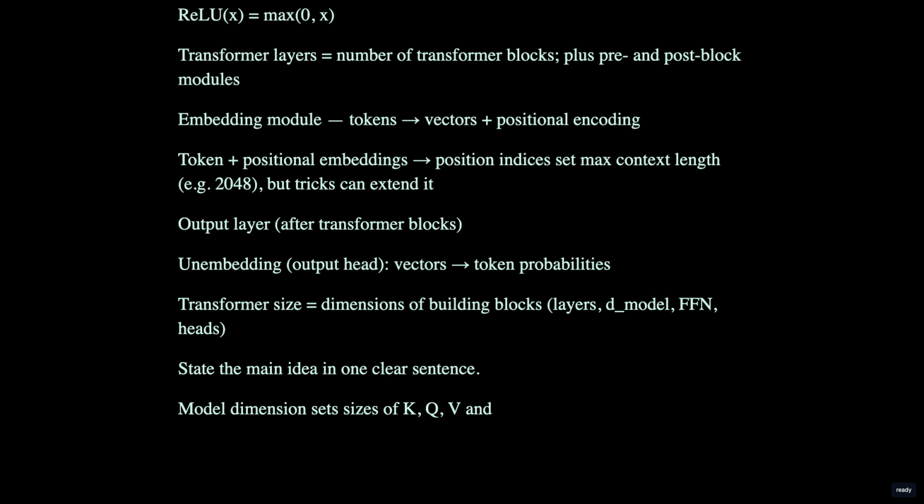The model's hidden dimension, often called d_model, determines the width of the projection matrices inside each transformer block. In practice, the same dimension is used for the key, query, and value projections, and for the final output projection. So increasing d_model increases the size and capacity of all those matrices.